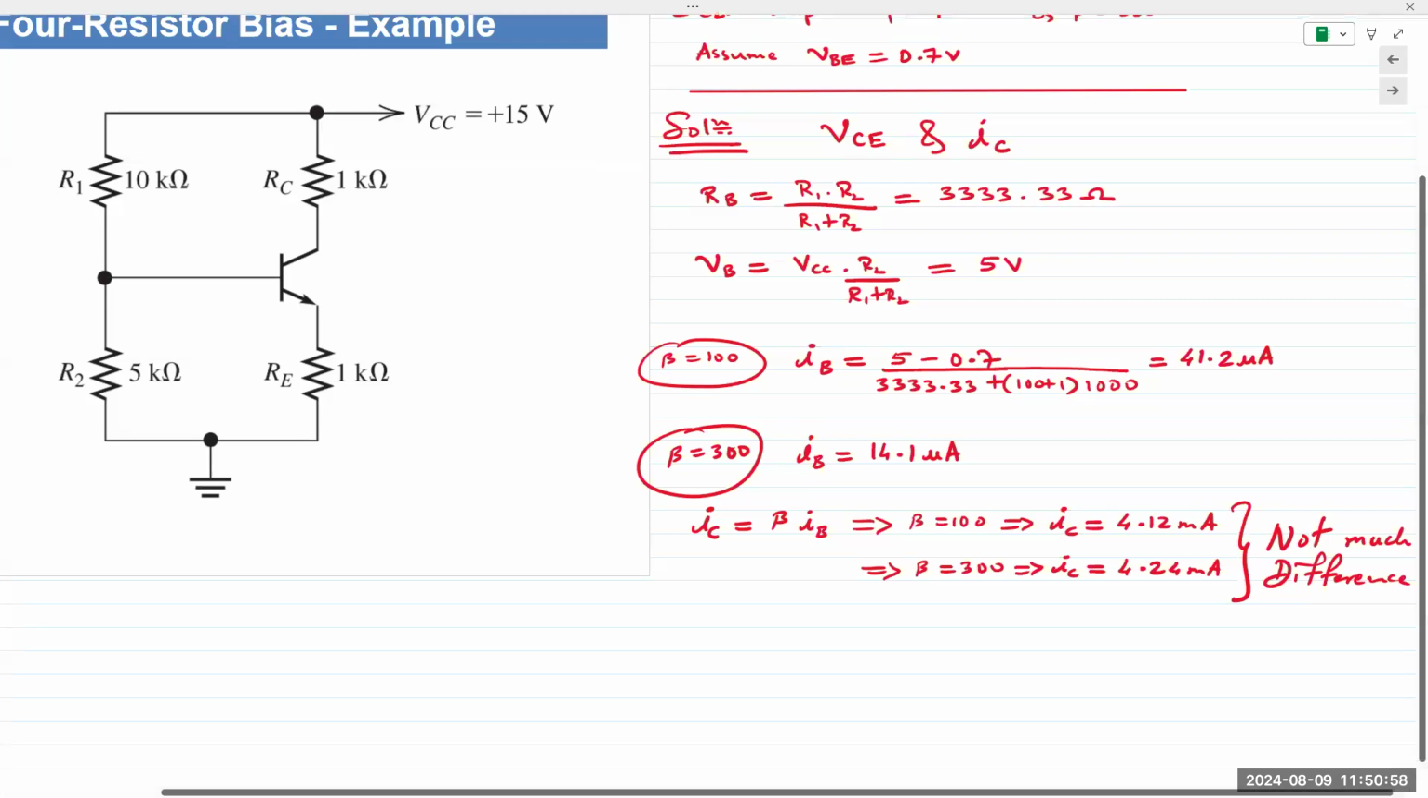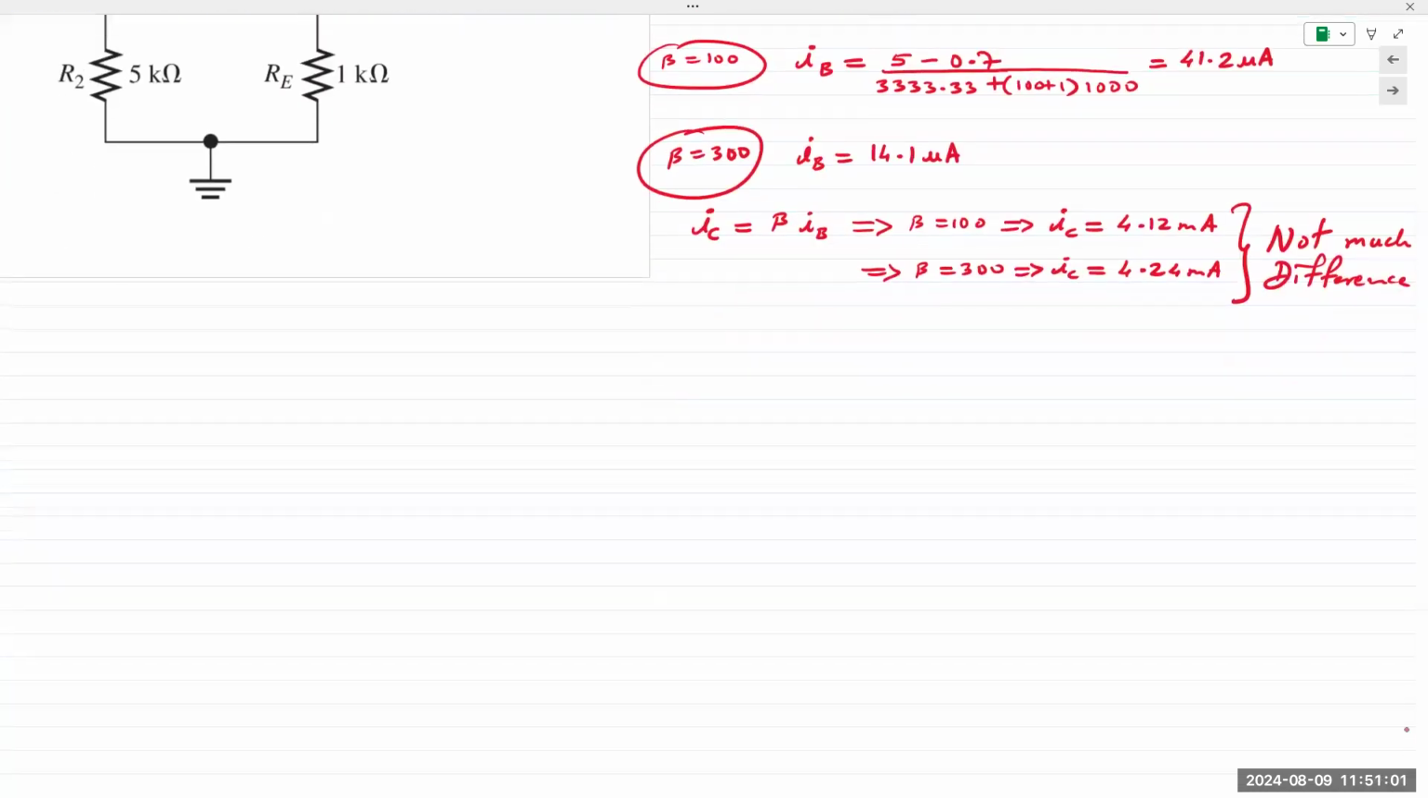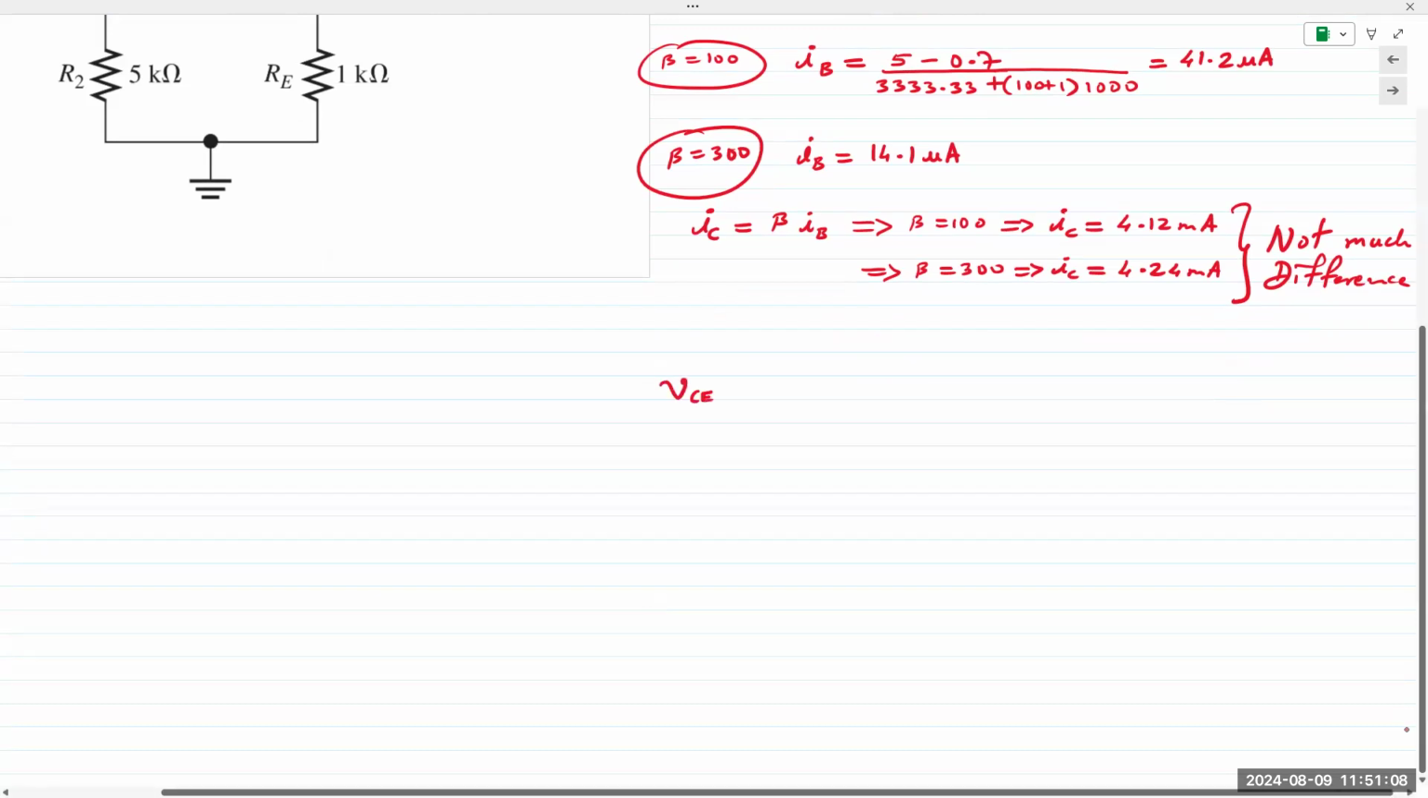Lastly, if you wanted to find VCE, you would simply plug in the values of IC into that equation. And so VCE would be equal to VCC minus IC times 1 minus 4.16 times 1. Okay, that gives you a voltage of 6.72 volts.